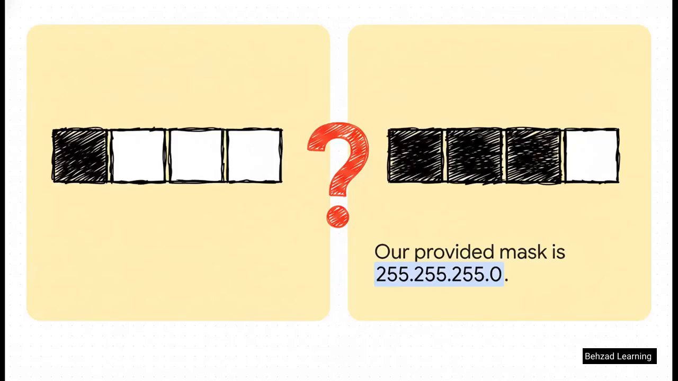But wait, did you catch that little twist from the very beginning? We just proved that the default mask for a Class A network like 10 should be 255.0.0.0. But the original mask I gave you in the challenge was 255.255.255.0. It completely contradicts the default. Instead of one 255, the network has 3. So what exactly is going on here?